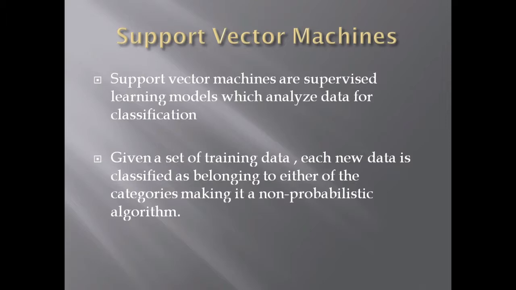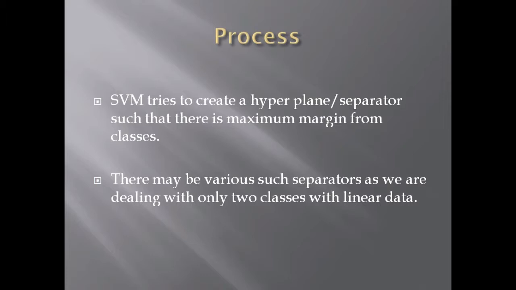So it's similar to k nearest neighbors. It's not based on a probabilistic algorithm such as naive Bayes, but it's much better than k nearest neighbors, and it's pretty fast. So let's see the process.